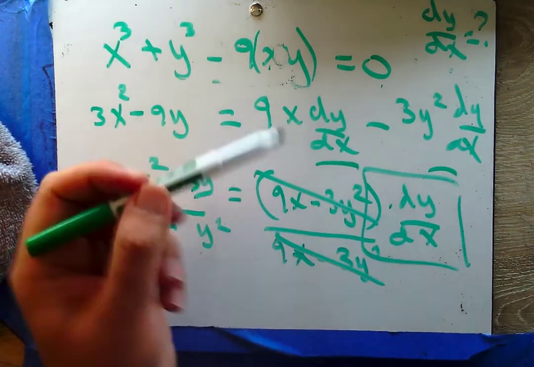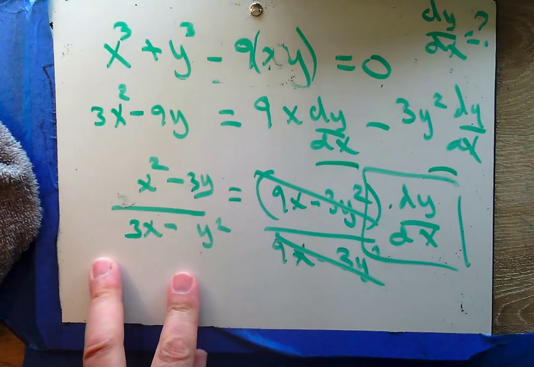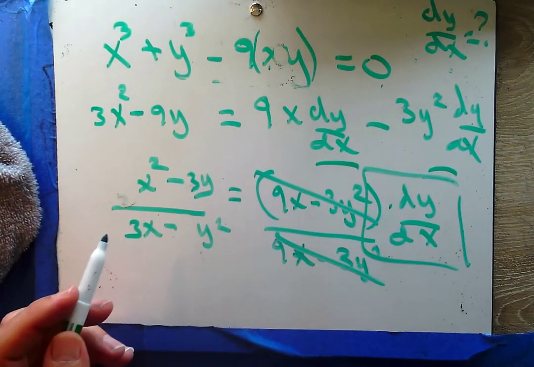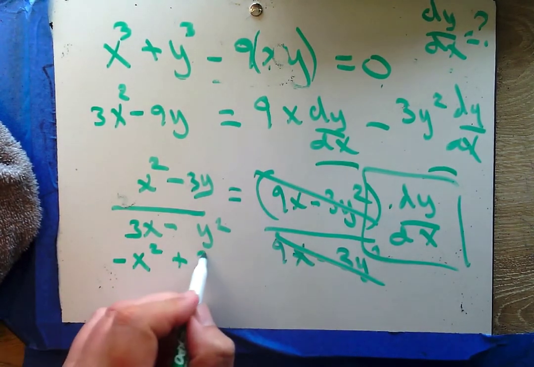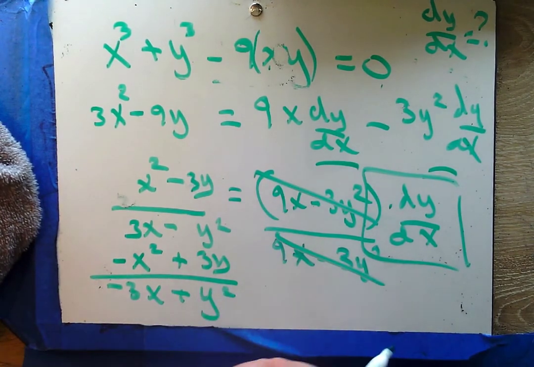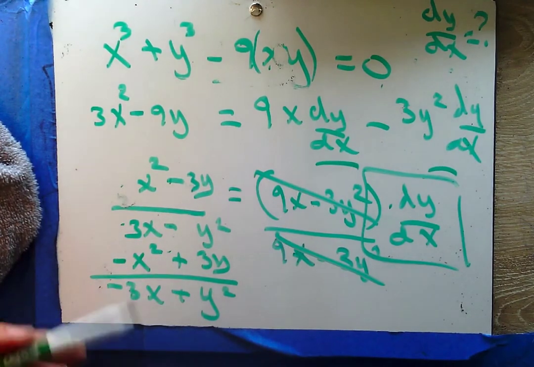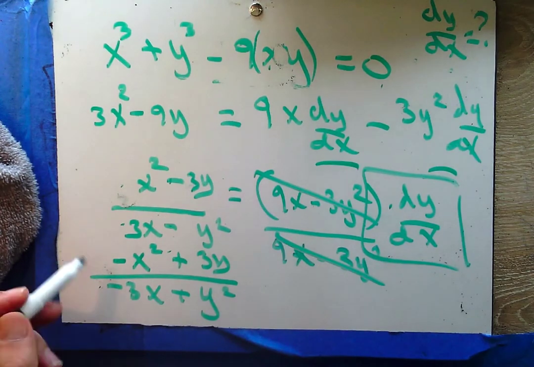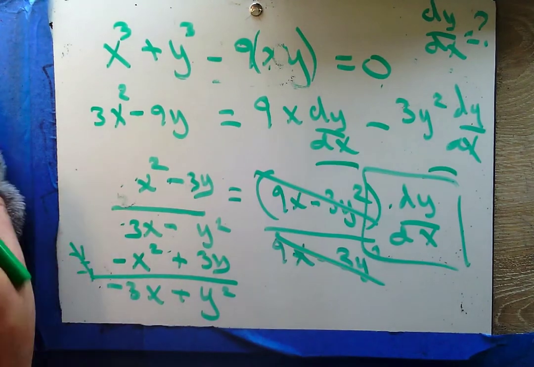Now, remember how I moved all the dy dx stuff over there? Well, if you had left the dy dx stuff on the left side and moved all the not dy dx to the other side, then your answer would look like this. -x squared plus 3y over -3x plus y squared. Every sign would be opposite. So if you factored a -1 out of the top and a -1 out of the bottom, and you had -1 over -1, you can cancel those out and you'd be looking at this other solution.